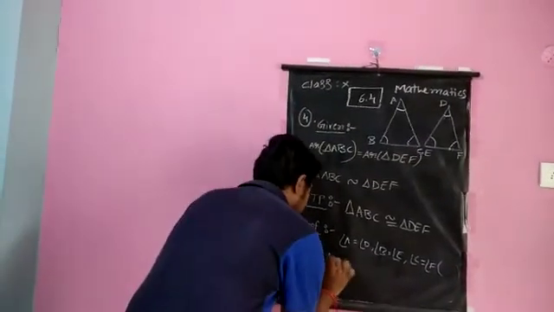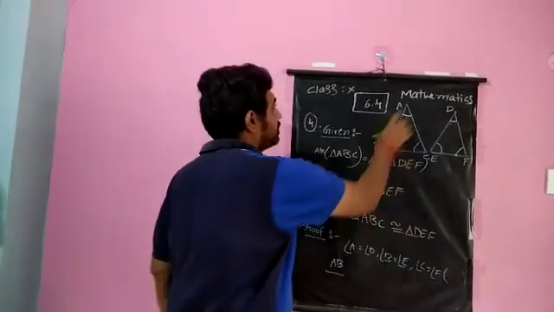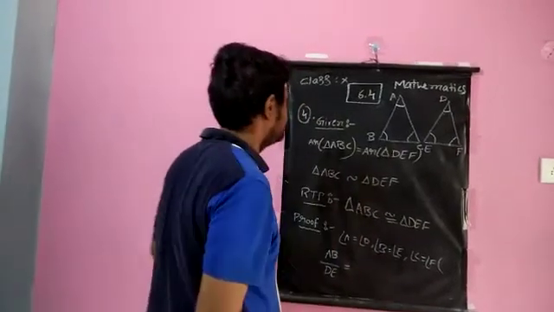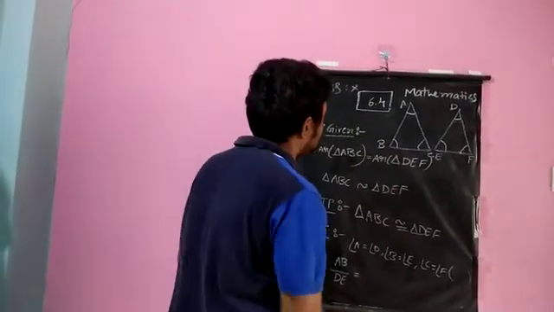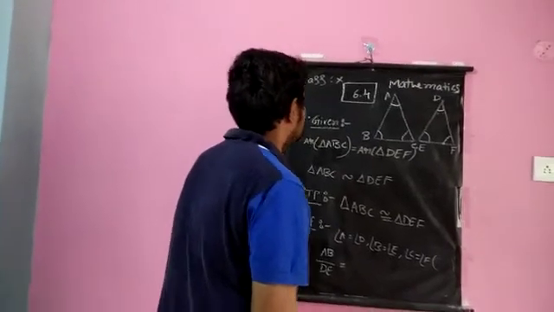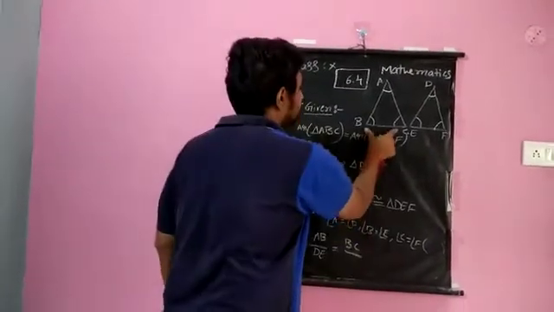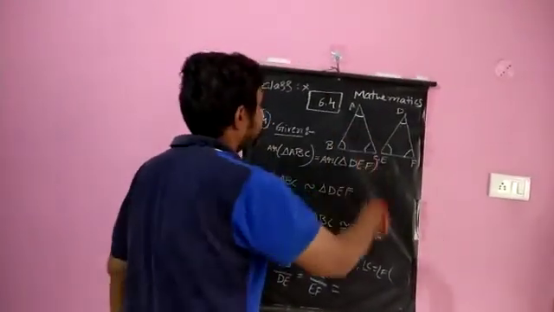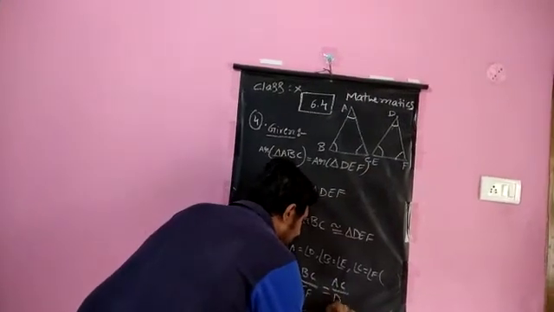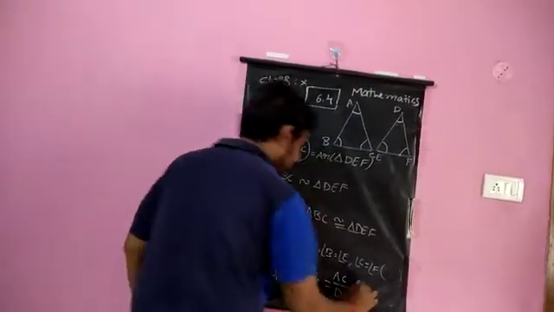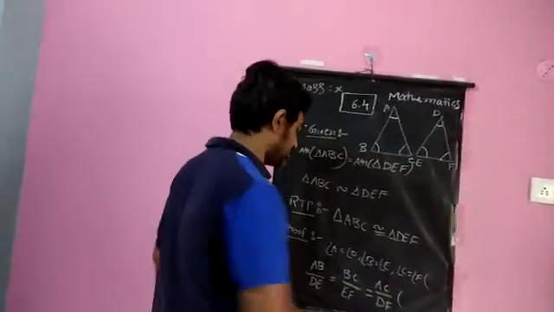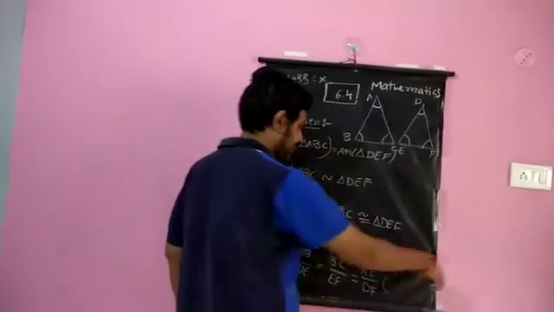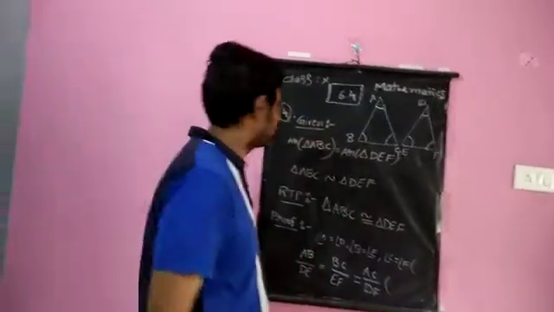That means AB, corresponding side is DE, so AB by DE is equal to BC by EF, since BC's corresponding side is EF, which equals the third side AC by DF, since AC's corresponding side is DF. For this you can write the reason: the corresponding sides of similar triangles are proportional, and the corresponding angles of similar triangles are equal. In your notebook you can note that point.